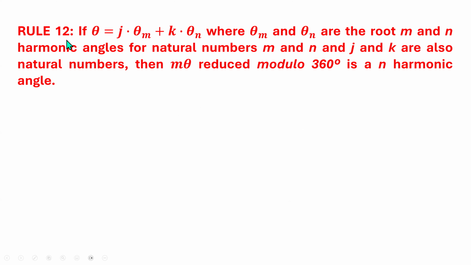Okay, rule 12. This is another cancellation theorem. If theta is equal to j times theta sub m plus k times theta sub n, where theta sub m and theta sub n are the root m and n harmonic angles for natural numbers m and n, and let's suppose that j and k are also natural numbers, then m times theta reduced modulo 360 degrees is an n harmonic angle. So essentially multiplying this angle by m cancels out this first term.